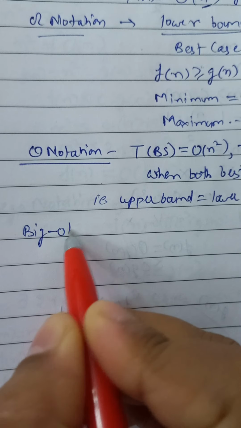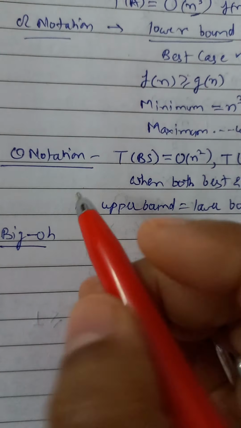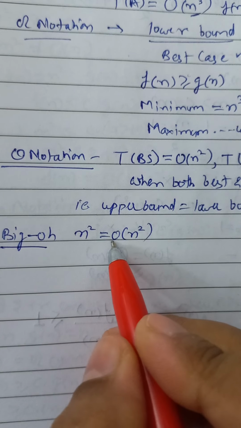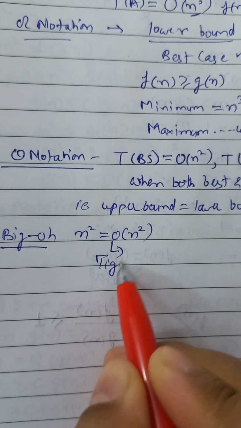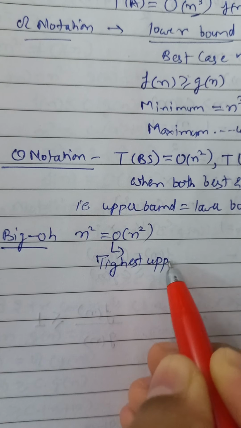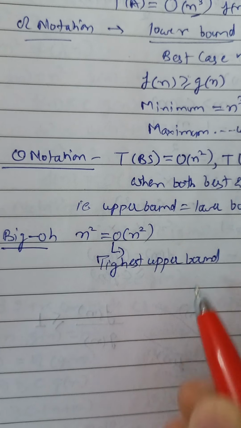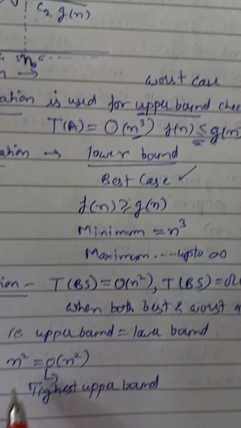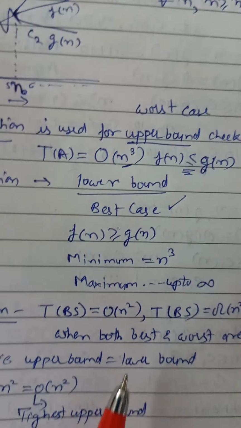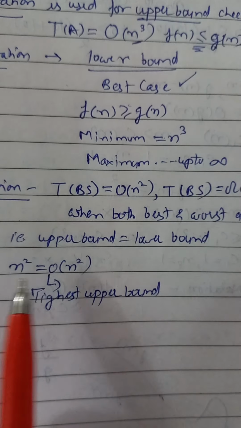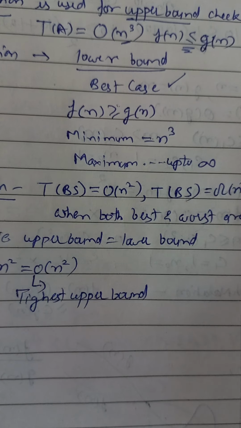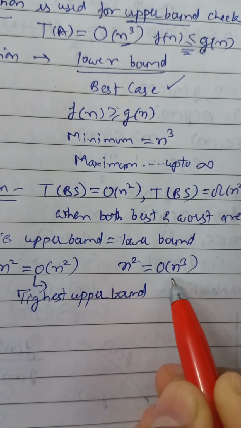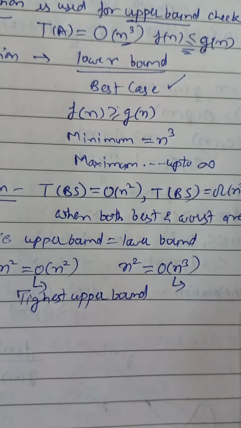Suppose what we have in big O. We have n square is equal to order of n square. So this is what we can say is tightest upper bound, because both are equal. But what is the condition in big O? In big O always fn is less than gn, but here less than or equal to gn. So this is equal to, that's why it is called tightest upper bound. And if we have, suppose, n square is equal to big O n cube, so this is not tight. This is an upper bound, but this is not tight.